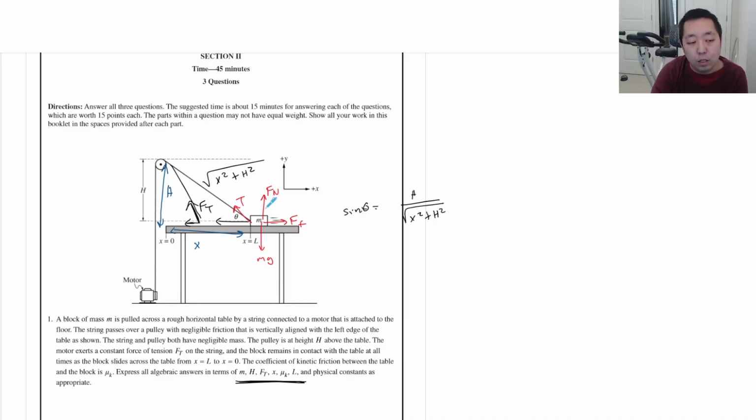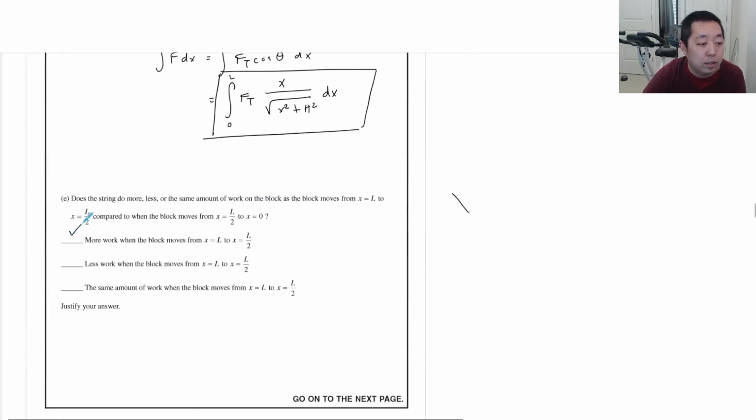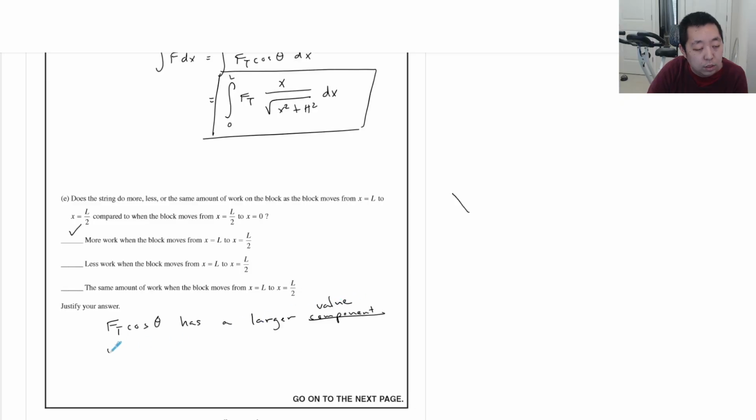That means there is a smaller component parallel to the displacement, right? And that makes it so that it's doing less work because it's moving over the same distance, but the Ft component parallel to the ground is less. So we would say it does more work when it moves from L to L over 2, and I would say Ft cosine theta has a larger value when x goes from L to L over 2, and thus over the same displacement.